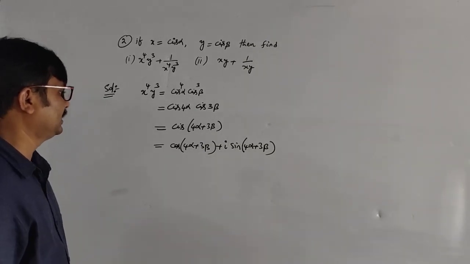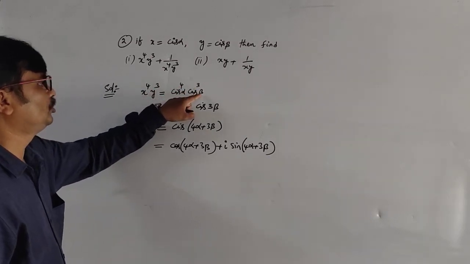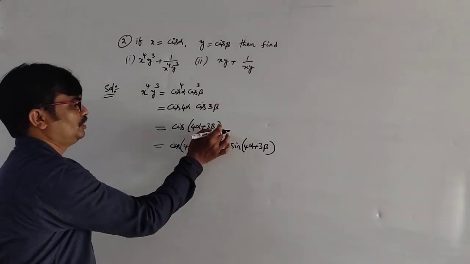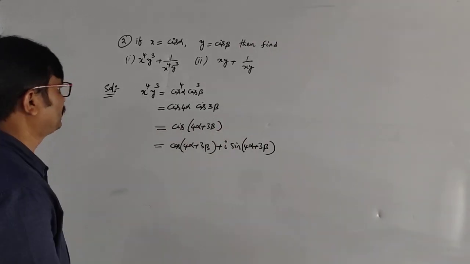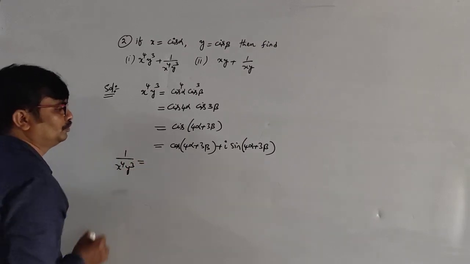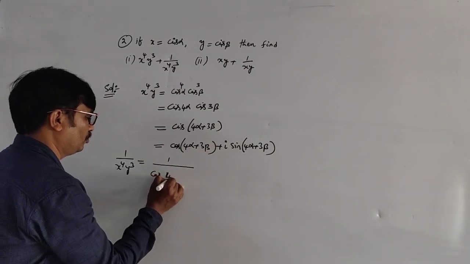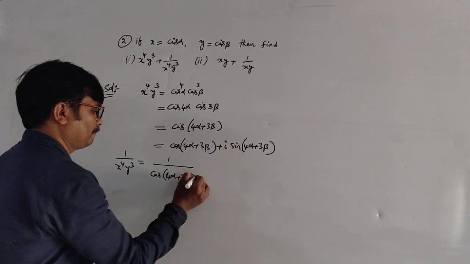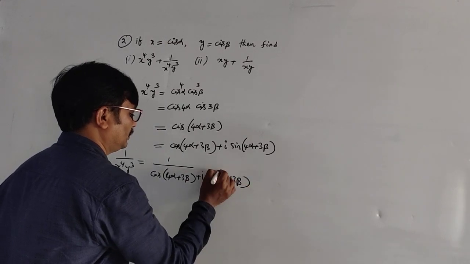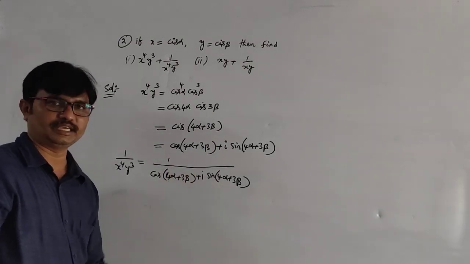What is this, students? We can write x power 4 y cube as cis 4 alpha into cis 3 beta, 4 into alpha is 4 alpha, 3 into beta is 3 beta, cis A into cis B is cis of A plus B. After that students, we have to find 1 by x power 4 y cube. So this is 1 upon cos of 4 alpha plus 3 beta plus I sin of 4 alpha plus 3 beta. So students, this is 1 upon cos theta plus I sin theta.